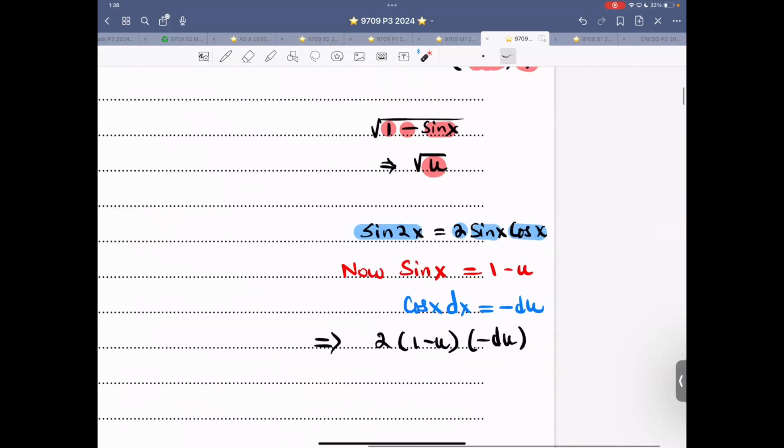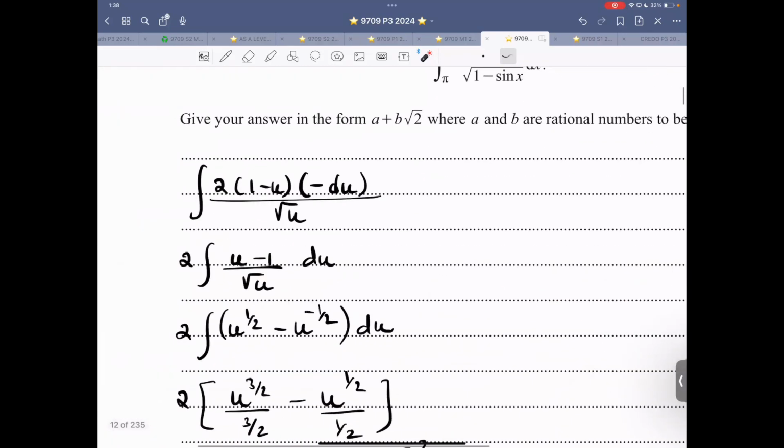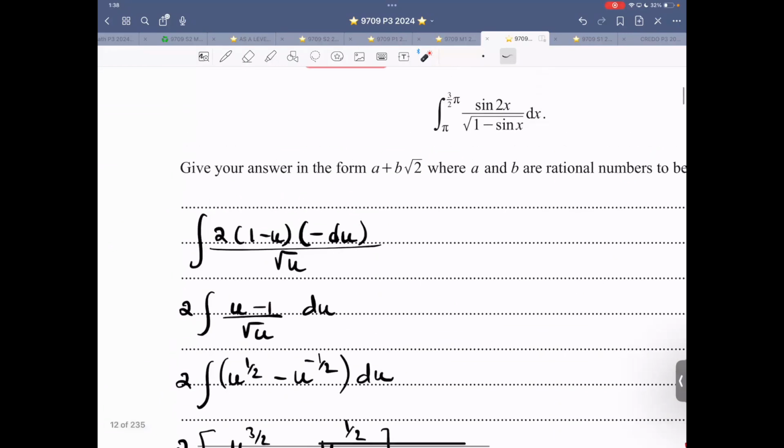Now everything is getting into one place. So therefore this 2 is this 2. This sine x is 1 minus u. This cosine x is minus du. Now change everything over here. So this is 2, 1 minus u, negative du, that is sine 2x. 1 minus sine x, square root, is square root of u.